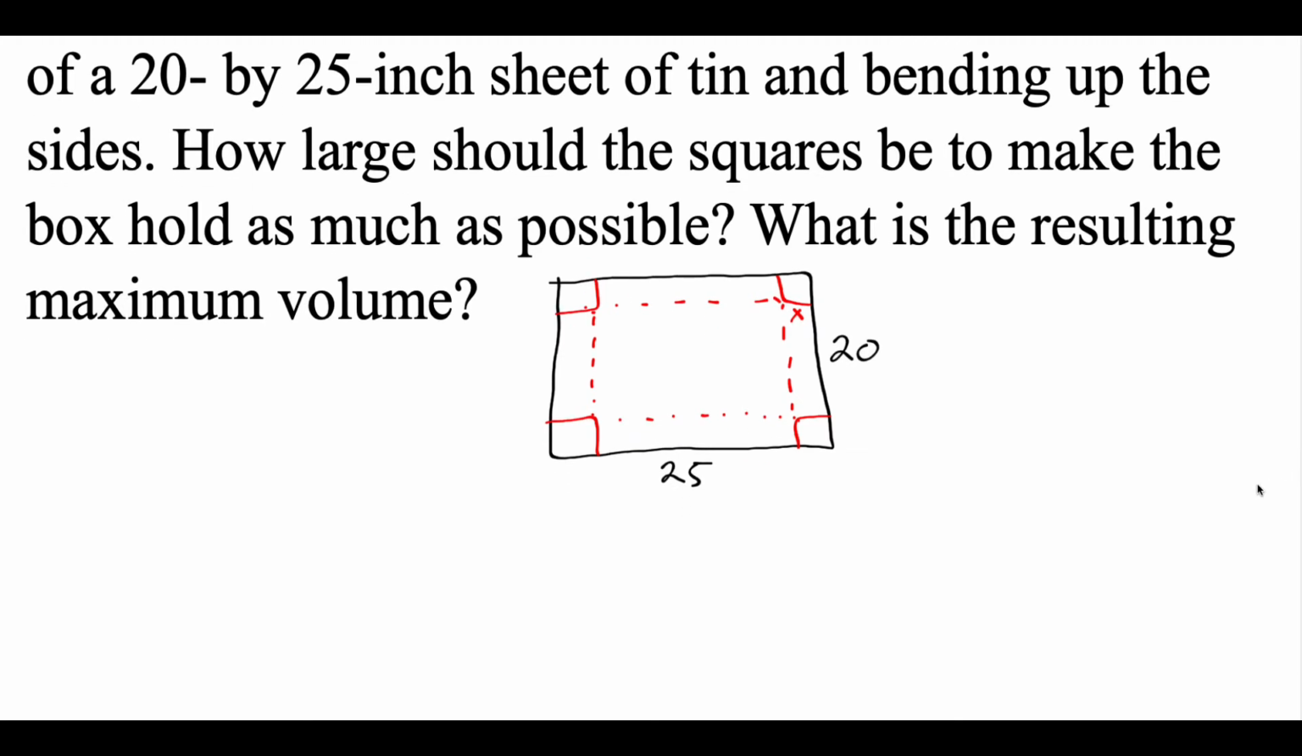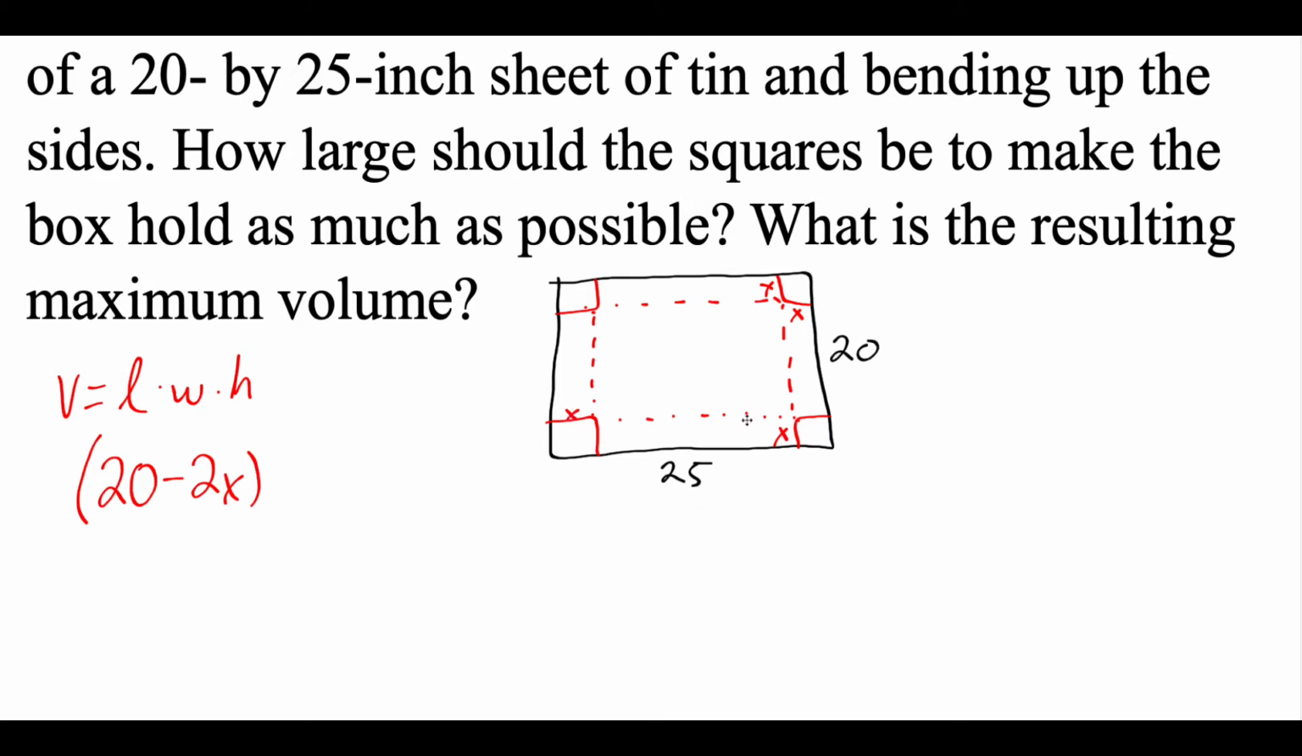The volume of a box, or a rectangular prism, is the length times the width times the height. Let's look at the side that's 20 inches long first. It started out as 20 inches long, but we're going to cut this x chunk off of each side. So this piece is x and this piece is x. The length here would be 20 minus 2x, since we're cutting x off of each side.